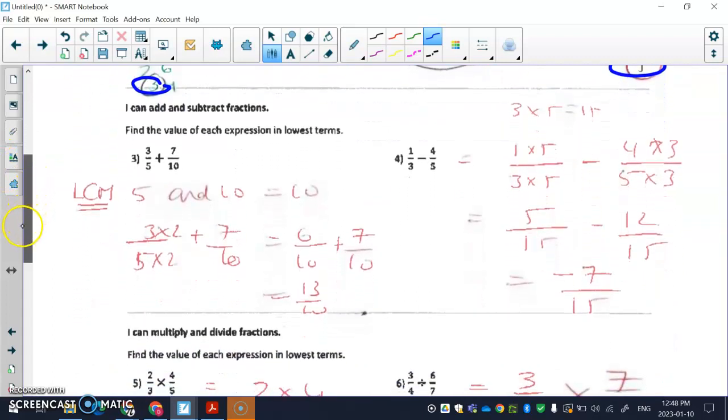Adding and subtracting fractions. So here you need a common denominator. In this case, you can always do what I'm going to do in number 4 here and say the common denominator is going to be 3 times 5 is 15. So I'm going to jump to 4 first and say 3 and 5, they both go into 15.